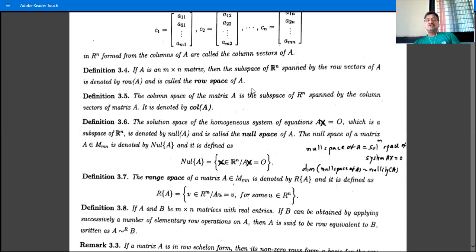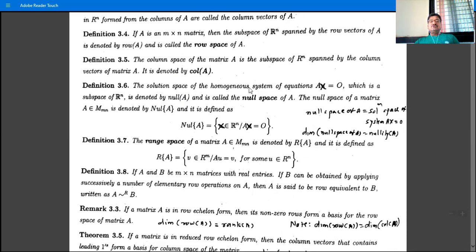That is, the subspace or vector space spanned by the row vectors of A is called the row space, and the subspace or vector space spanned by the column vectors of matrix A is denoted by COL A, that is the column space of matrix A. So column space means the vector space spanned by the column vectors of the matrix A.